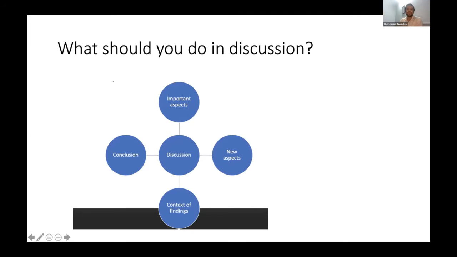So what we have to do in a discussion is base all the discussion on the findings of the particular study, and then we highlight the important aspects of the study. Then we try to bring out the new aspects that were not described or not correctly described across other studies, and then finally conclude. It's as simple as these four things.